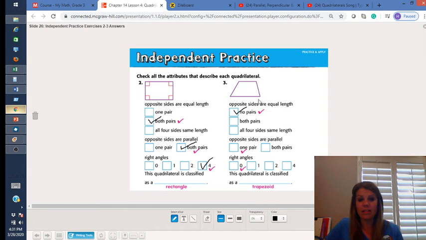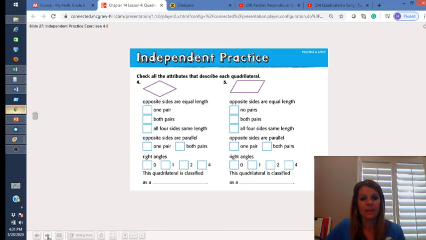Opposite sides are parallel. Are these 2 parallel? If I drew this one forever and I drew this one forever, would they eventually cross? They would. They would intersect right here, right? So only this side and this side are parallel. So just 1 pair. Right angles, are there any right angles in here? No, because I don't see any little squares. There's nothing perpendicular going on in there. So 0. So it's called a trapezoid. Good job. Okay, let's check all of the attributes of this one and see what we have.